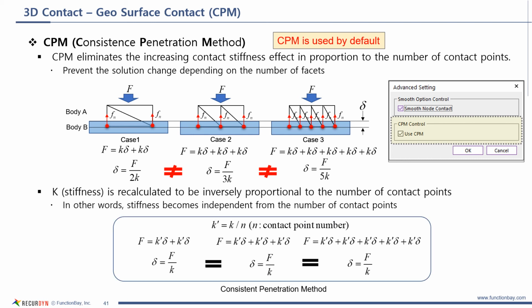To prevent this kind of differences, CPM is used by default. With this option, K, stiffness, is recalculated to be inversely proportional to the number of contact points. Please note that CPM is valid when the direction of the contact forces are uniform. If the contact direction is not uniform, such as a cylinder that fits tightly into a hole, CPM doesn't work properly. I will explain this case later.